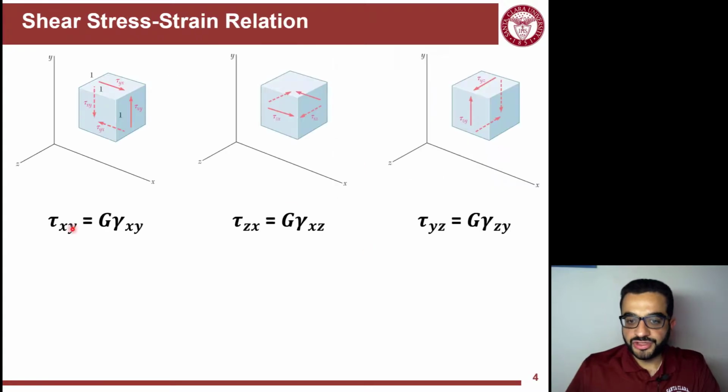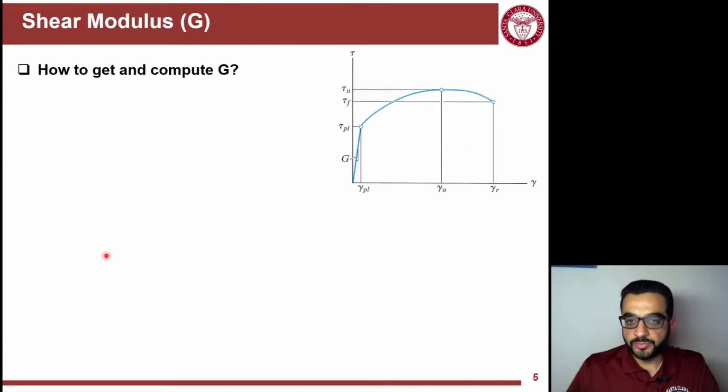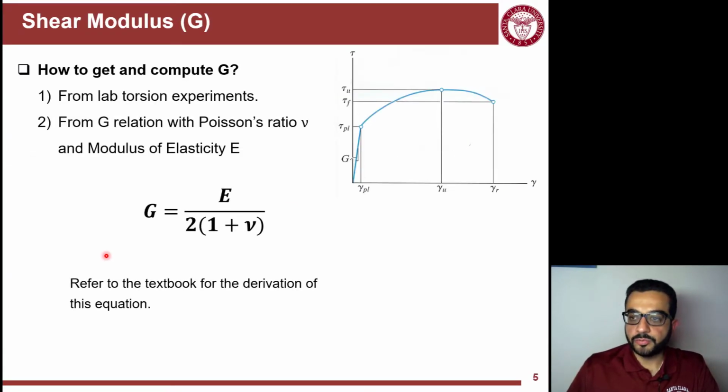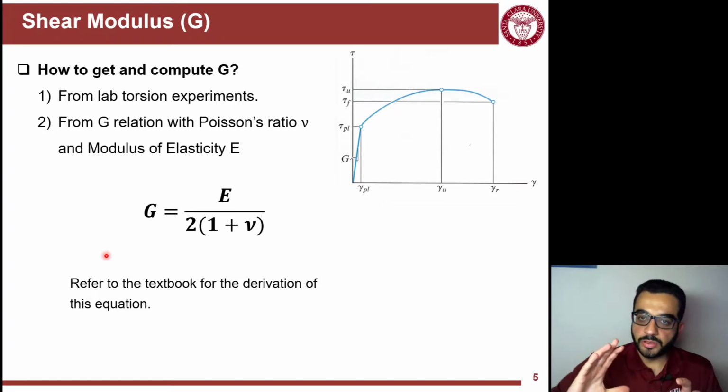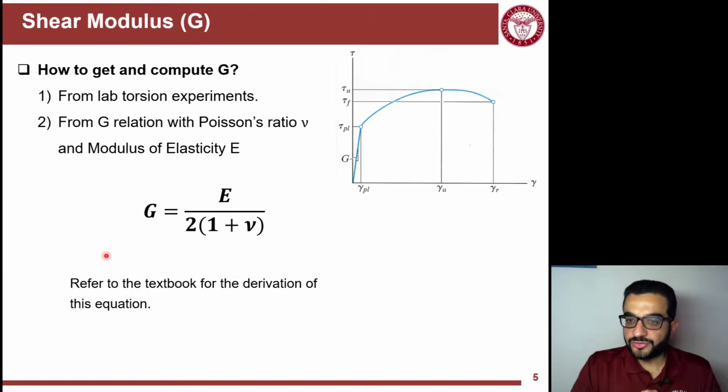Now the question is, how do we calculate G? Similar to E, we calculate it from lab experiments. So we do a test, and I will leave this for you to see in the lab session, but there's no direct way to calculate gamma, because gamma is hard to measure. But we actually measure the torsional angle or twist angle, and you use the twist angle to calculate gamma. I will leave that for the lab instructor to cover.